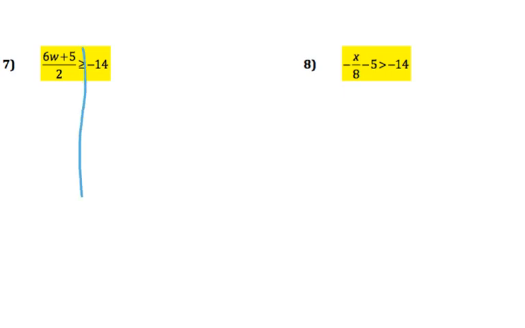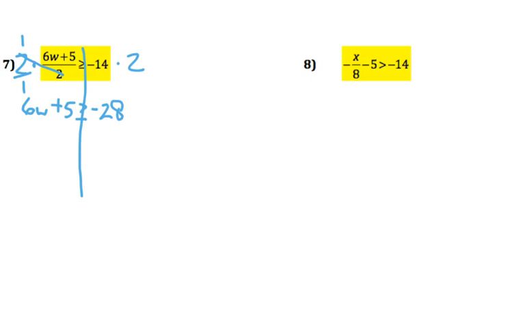except for when we multiply or divide by a negative, we need to flip the inequality sign. So we're going to go ahead and undo this division by 2 by multiplying by 2, or 2 over 1, on both sides of the inequality. Now these 2's will simplify to 1, so 1 times 6w plus 5 is 6w plus 5. And that's still greater than or equal to, because we multiplied by a positive, and then negative 14 times 2 is negative 28.